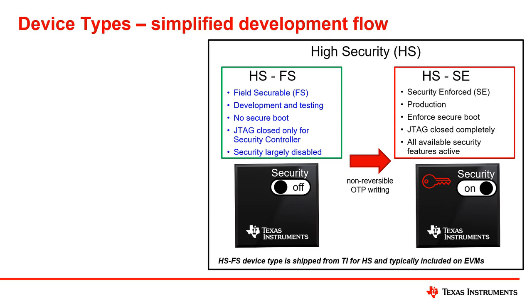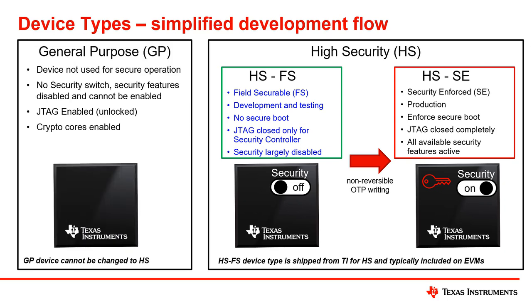And you do that with a non-reversible, one-time programmable writing process with tools provided by TI. And that would allow you to convert an FS device, a field securable device, to a security enforced device at whatever point in the production cycle you'd like to. And that allows you to have non-secure devices for development and testing as needed, but move to security before you move to production and release the devices to the market.